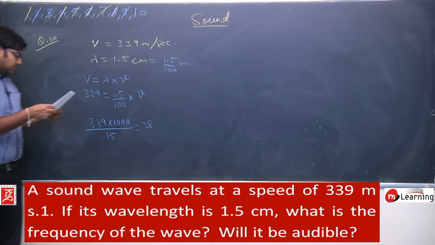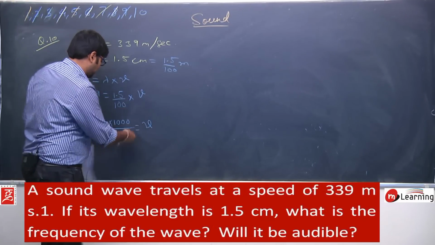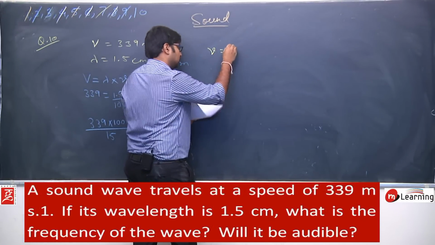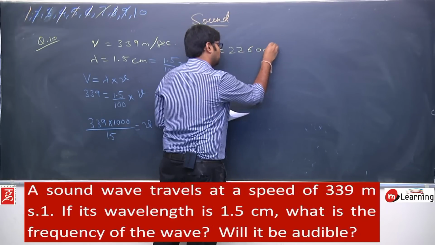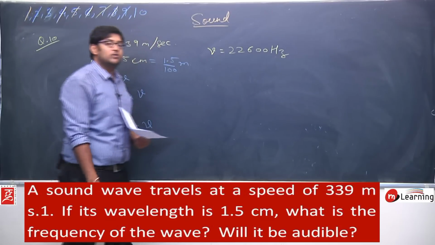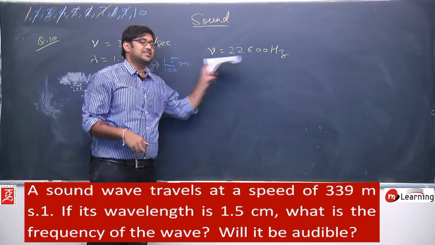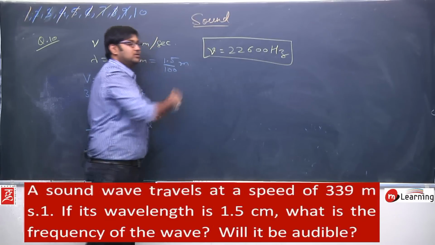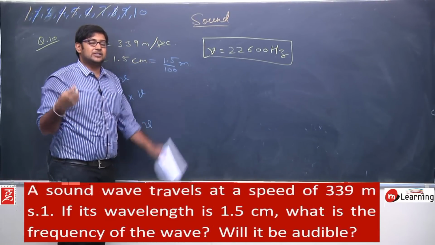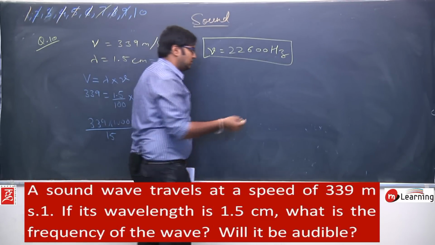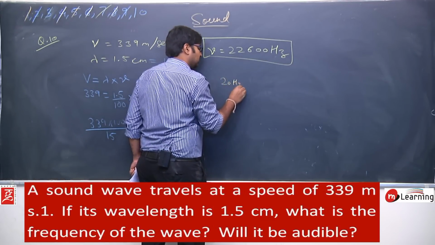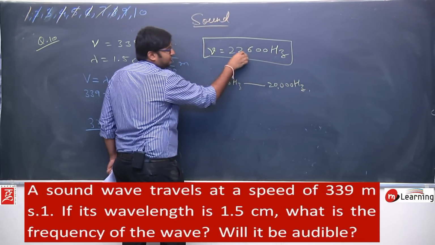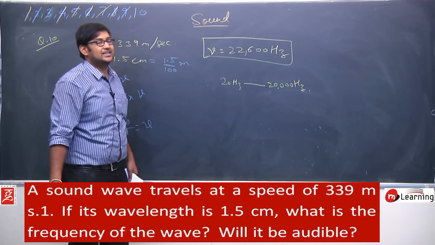So when you solve this particular step, you will get the frequency v as equal to 22600 Hertz. Okay, you will find the frequency comes out to be 22600 Hertz. Now, will this frequency be audible to us? Am I able to hear this frequency? What is the audible range? We know the audible range is 20 Hertz to 20,000 Hertz. But this frequency is 22,600 Hertz.